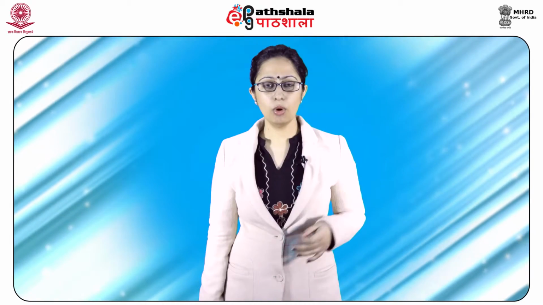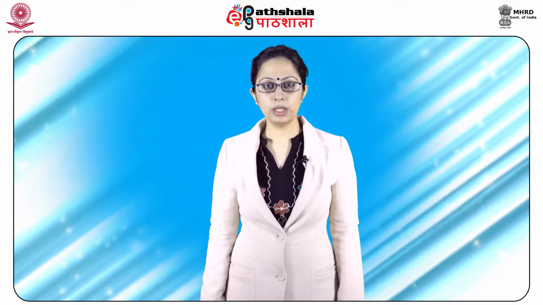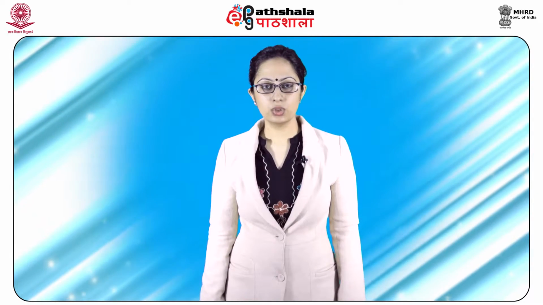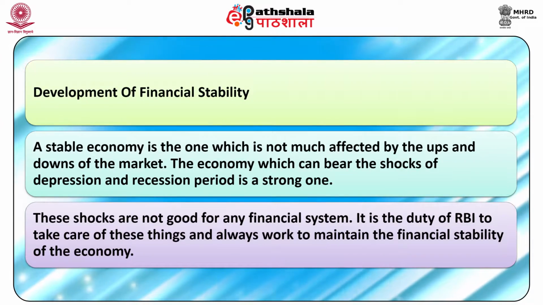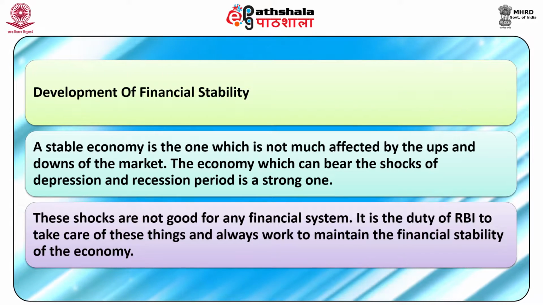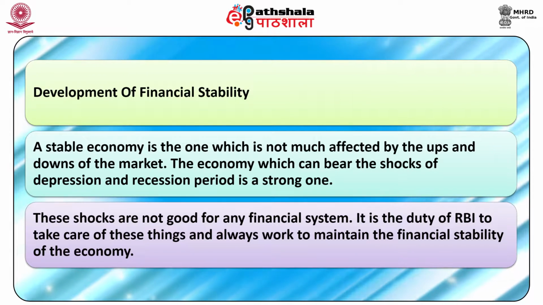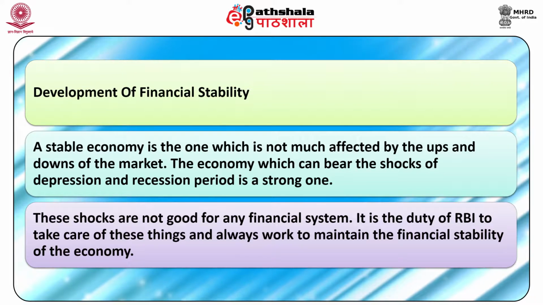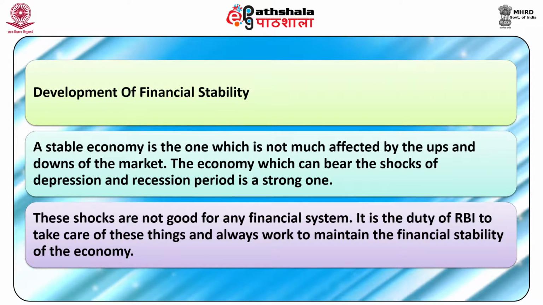First, stable growth. Monetary policy aims to control the supply of money in such a way that it is enough to meet the demands for funds by people. Attempts are made to keep the resource at such level so that there is stability of prices plus growth in the economy. Second, development of financial stability. A stable economy is the one which is not much affected by the ups and downs of the market. The economy which can bear the shocks of depression and recession period is a strong one. These shocks are not good for any financial system. It is the duty of RBI to take care of these things and always work to maintain the financial stability of the economy.